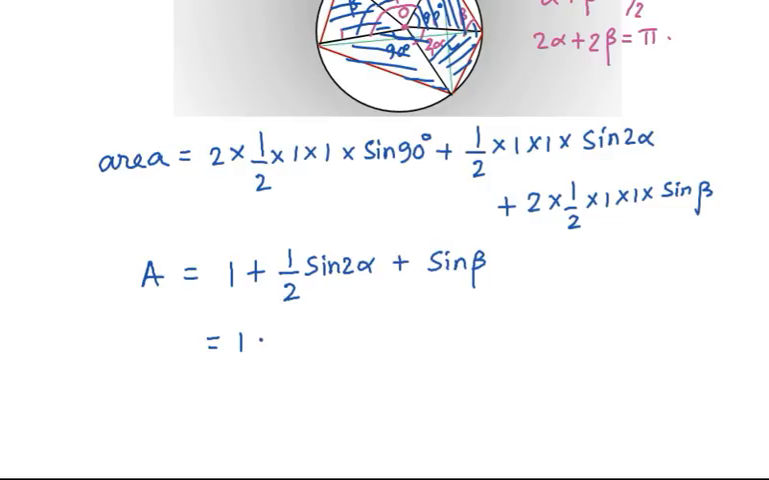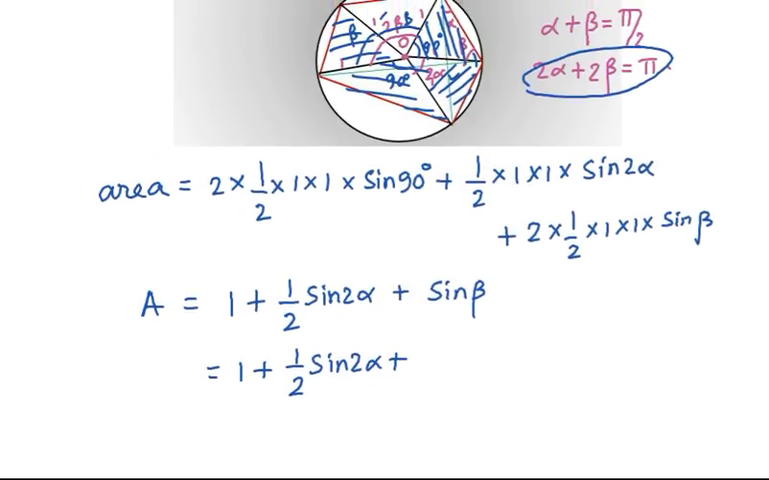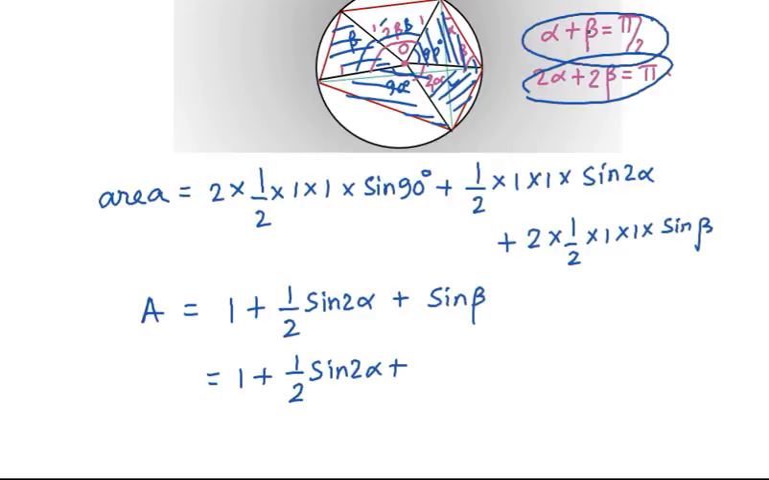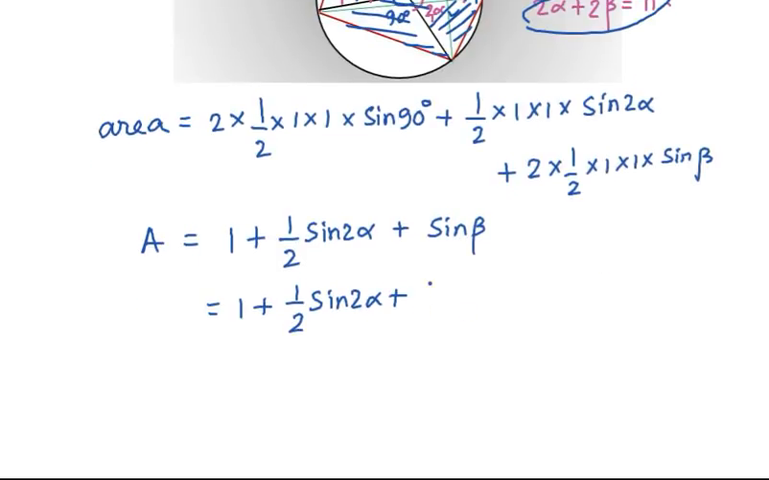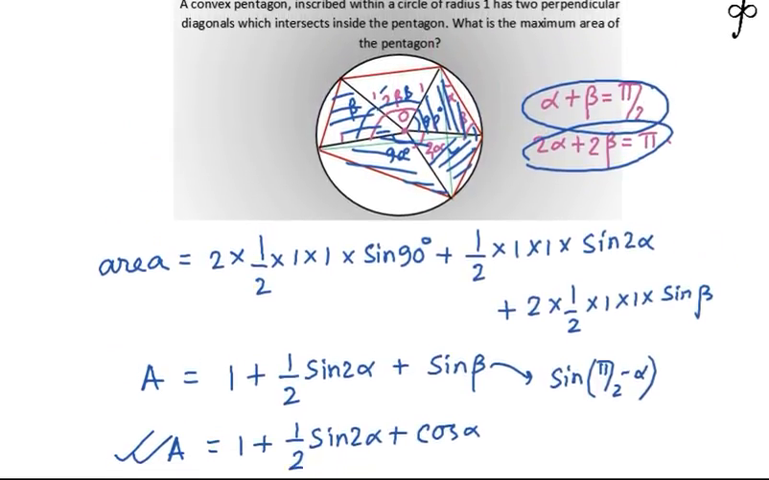Now we know that beta can be written as, let's see, 2 alpha plus 2 beta is pi, so beta is basically pi by 2 minus alpha. So since beta is pi by 2 minus alpha, sine beta can be easily written as sine of pi by 2 minus alpha, which is nothing but cos alpha. So now we can see that our area is expressed as a function of alpha. So now we can maximize this particular area.